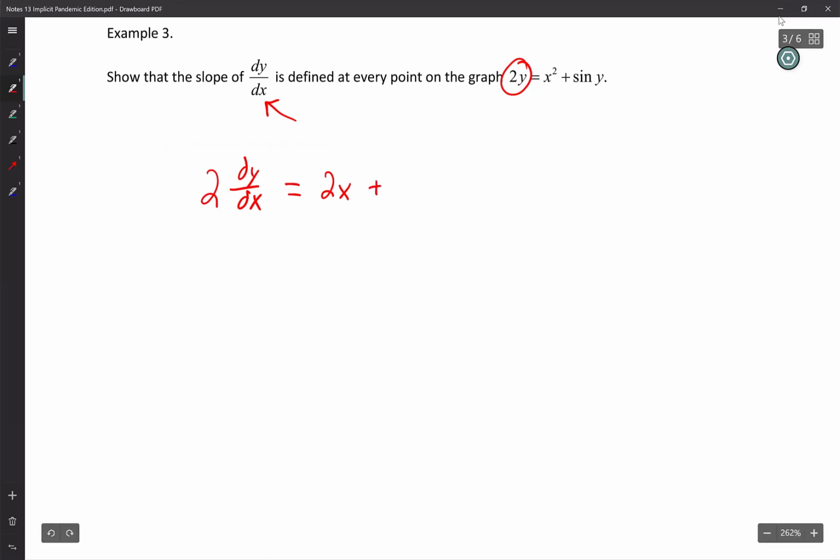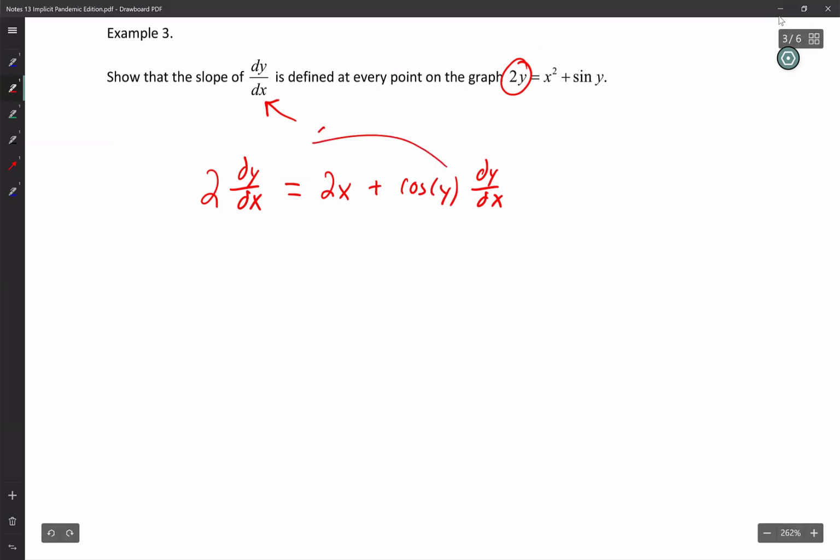Plus the derivative of sine y with respect to x. What's the derivative of sine y? Cosine y, times dy dx. Now, what we're going to do, we're going to get all the dy dx's together. So we're done with calculus. The rest is just algebra.